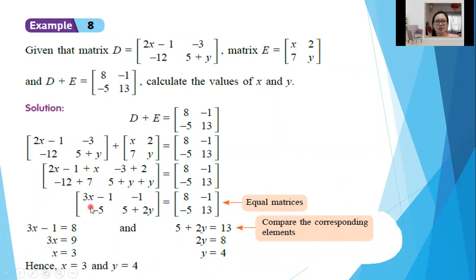Okay, solve them. 3x minus 1 equals 8. So bring it out. 3x minus 1 equals 8. 3x equals 9. So x equals 3. Okay, and then 5 plus 2y equals 13. So 2y equals 13 minus 5 equals 8. y equals 4. So we can solve the problems when we know that the two matrices are equal matrices. So we can find the values of the unknown x and y given here.